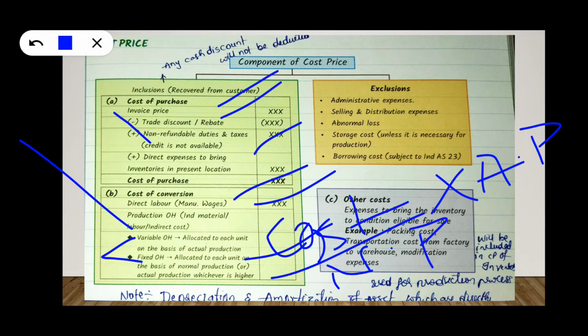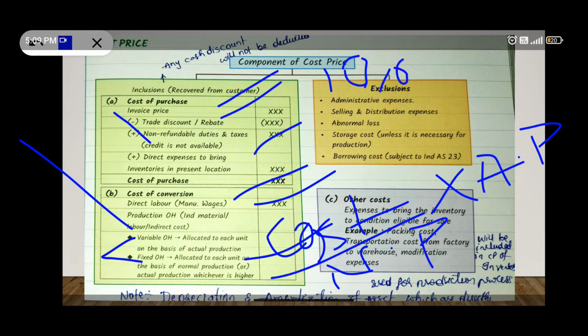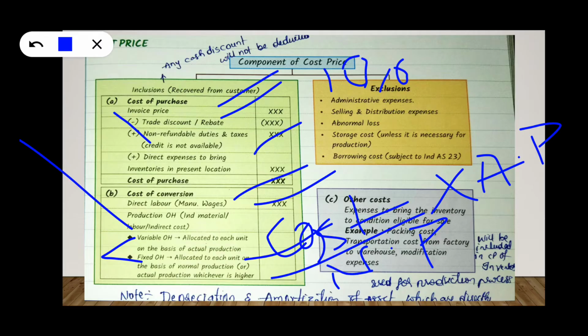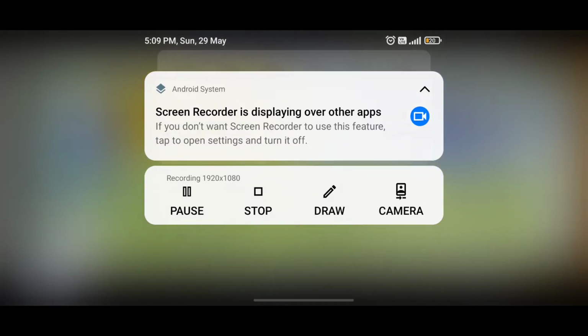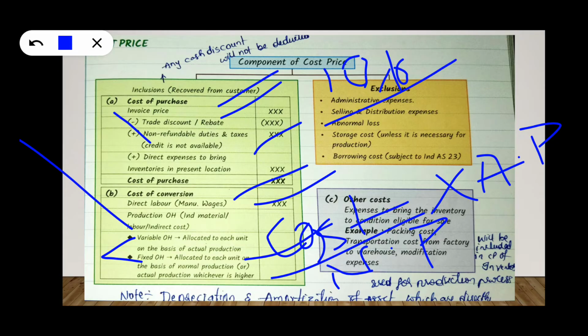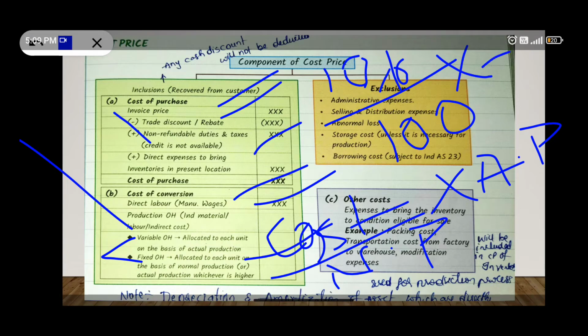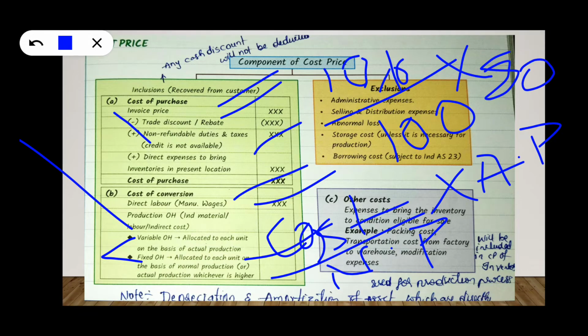For example, the cost is 10,000, and the normal production is 100, but you have produced 80 only. So 10,000 divided by 100, into 80, that is 8,000 you are going to charge to inventory, and the remaining 2,000 is going to the P&L account.